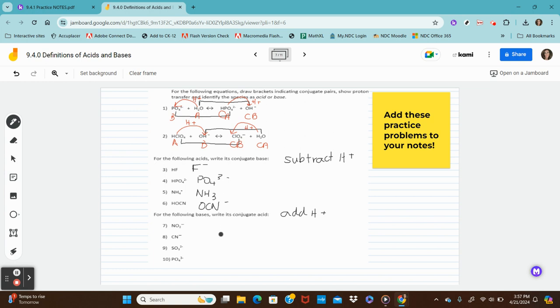The opposite, from base to acid, add the H plus back. So this is neutral, or I'm sorry, this is negative right now. When I add an H, it's going to become neutral. Same thing with this one. It's going to become neutral. Just add an H plus, that minus becomes 0. This one, I'm going to add an H. When I add a plus, it's just going to become negative. And lastly, I'm going to add an H. When I add a plus, that becomes 2 minus.